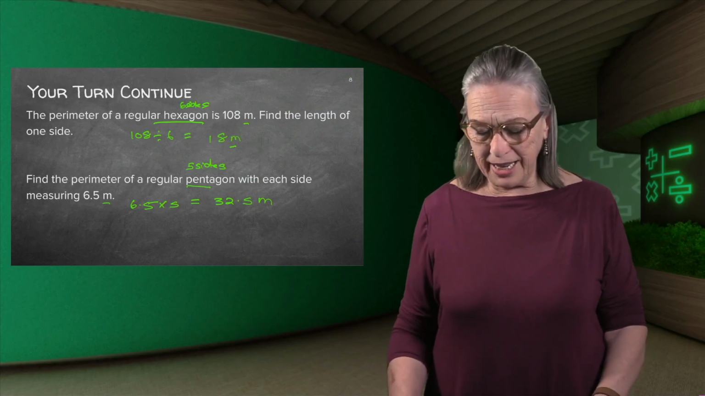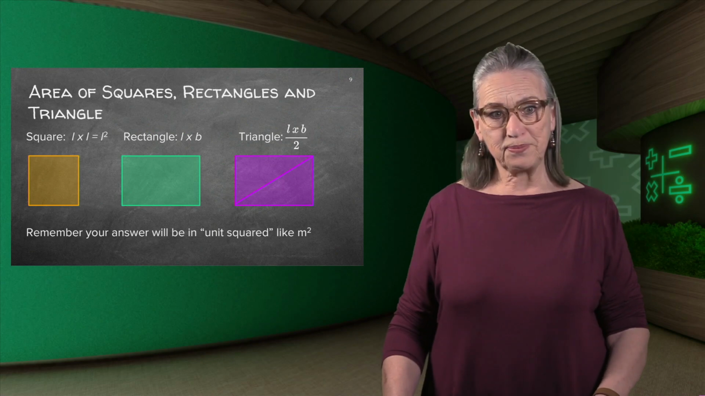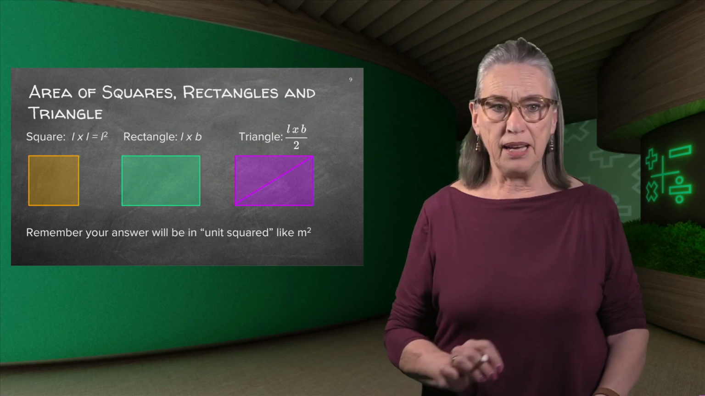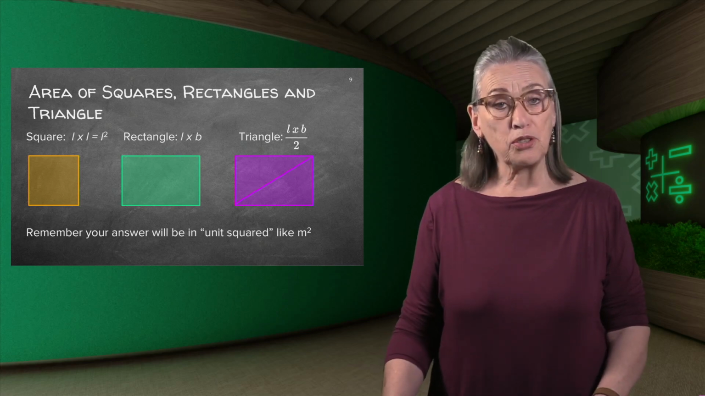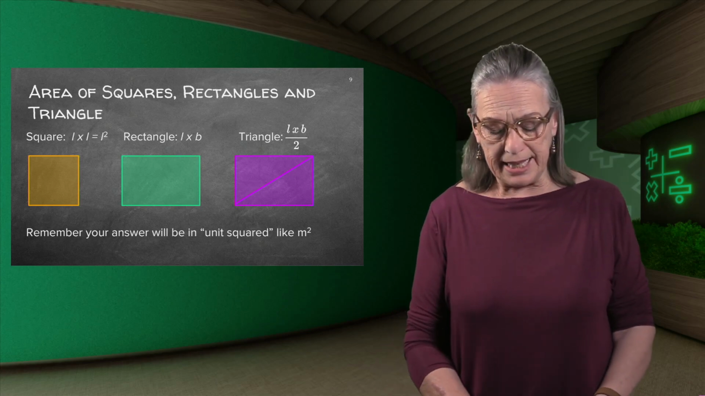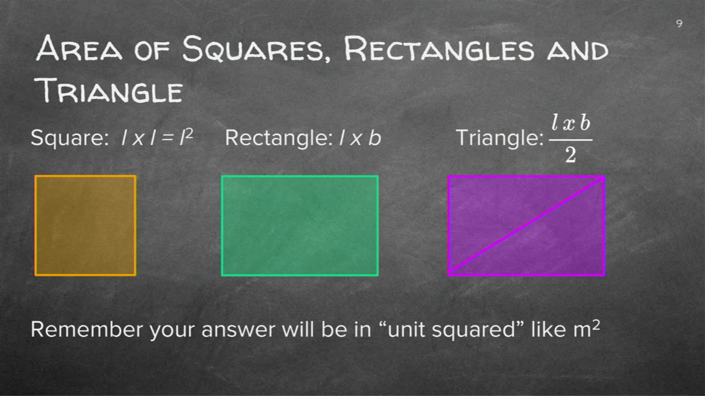Okay, now let's do area. We've done perimeter, now area. The area of a square is the length times the length. So this is very important, I put it at the bottom. Remember, your answer with any area will always be in units squared. You must just remember this. So the area is length times the length, which is length to the power of 2.